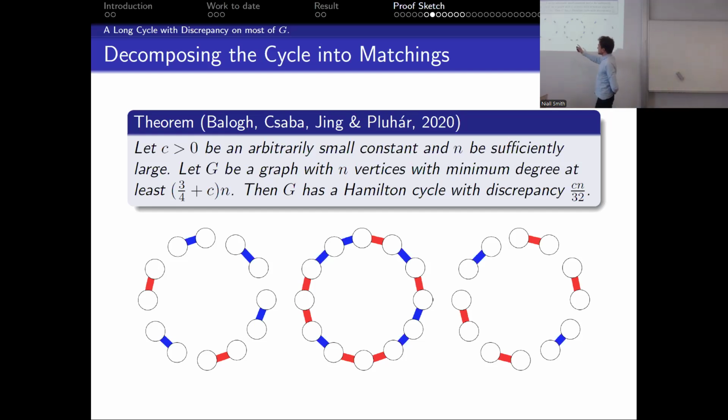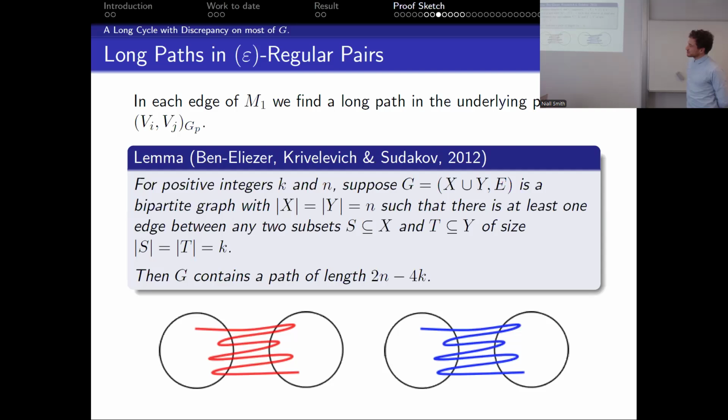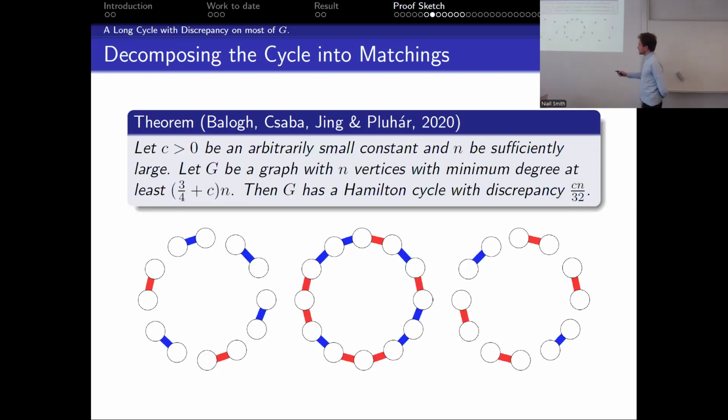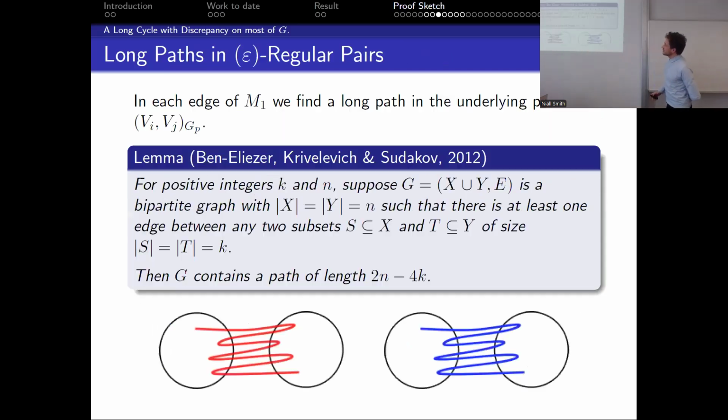So if this is the Hamilton cycle we've got from Balogh, then here's one matching, here's another. We take the one with the higher discrepancy. Then for each edge in this matching, we go back to the original graph, and we take a result of that. That's widely used by Krivelevich to find, he's got this.